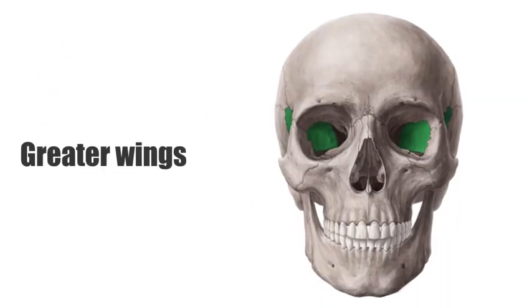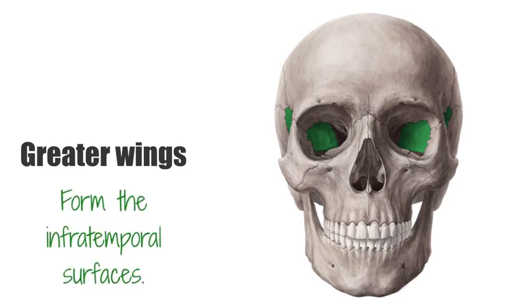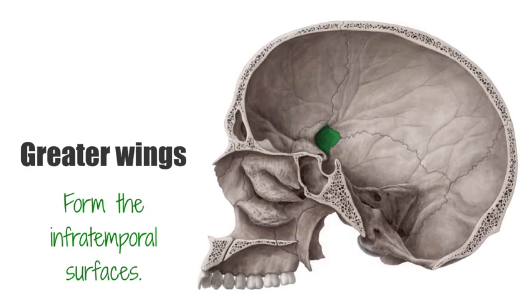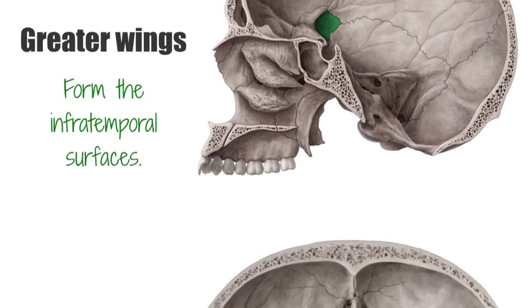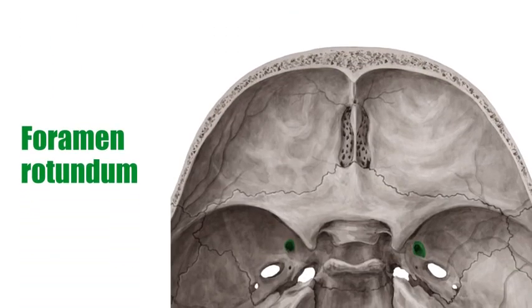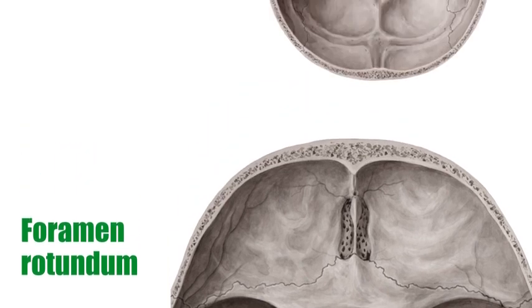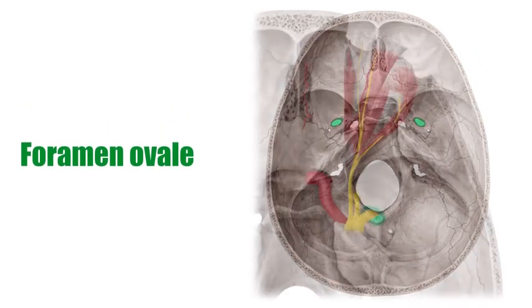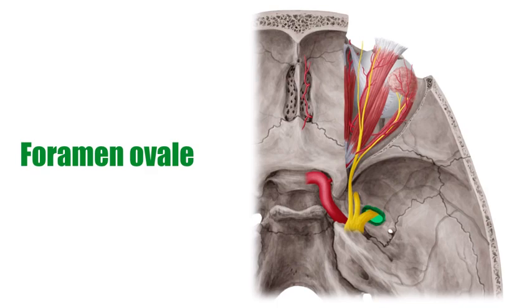The greater wings arise posterolaterally from the body. Their lateral surfaces form the infratemporal surfaces. Their anterior surfaces make up part of the posterior aspects of the lateral wall of the orbit. They contain two important openings near their roots: the foramen rotundum, which houses the maxillary nerve, and the foramen ovale, containing the mandibular nerve and the accessory meningeal artery.